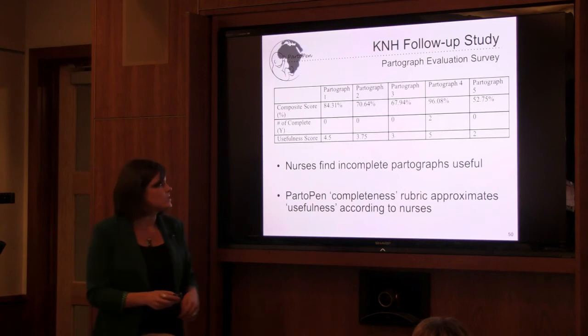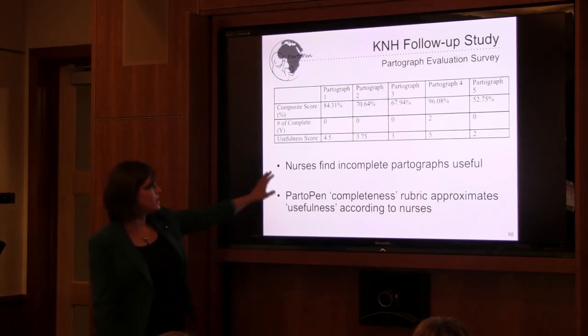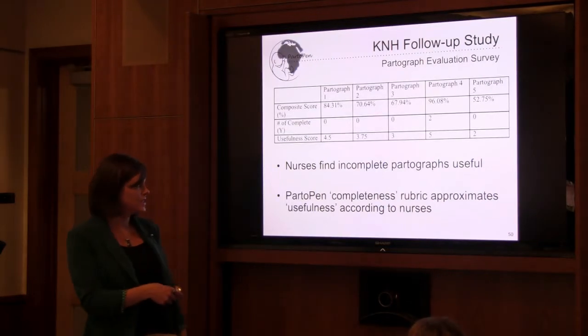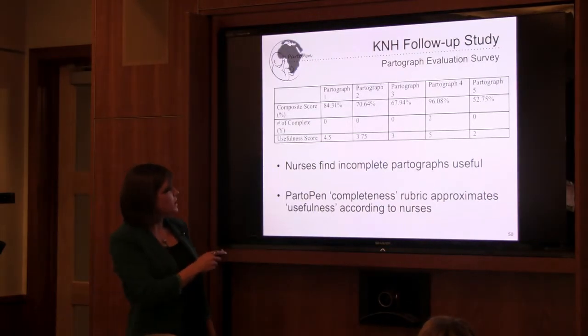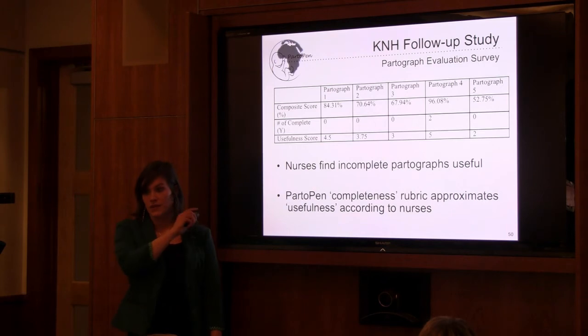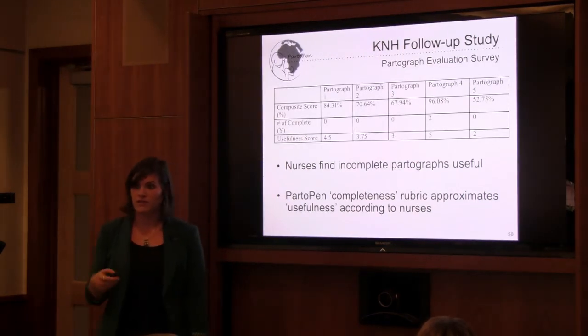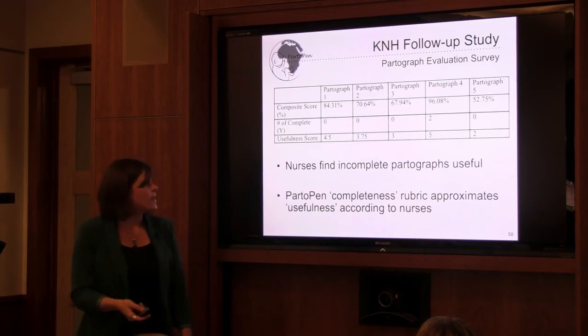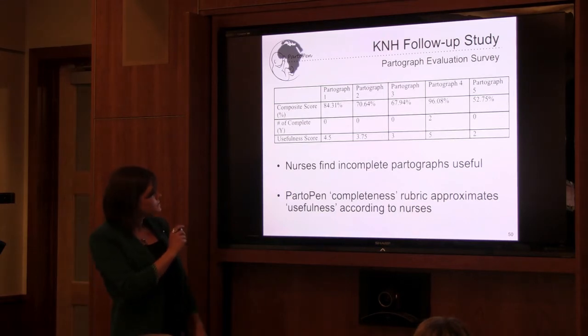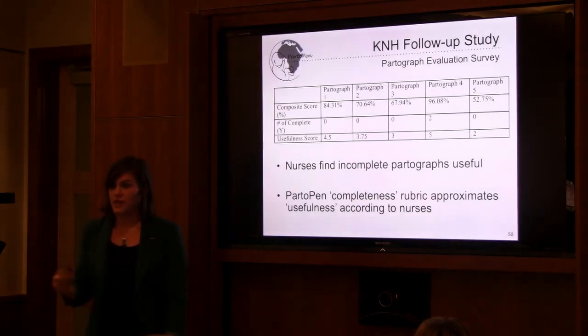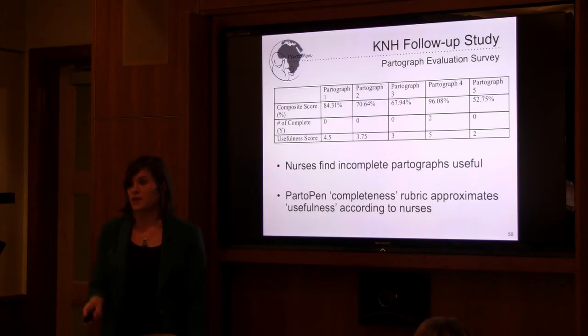And then this usefulness score is really interesting. This is the average usefulness score that nurses gave each of these Partographs. And what you see, there's 2 things. The first one is that it correlates linearly with our composite scores. So this is a really good validation of that rubric that we developed. And then what you also see is that 4 of the 5 Partographs were deemed very useful, even though none of the nurses gave them a complete.